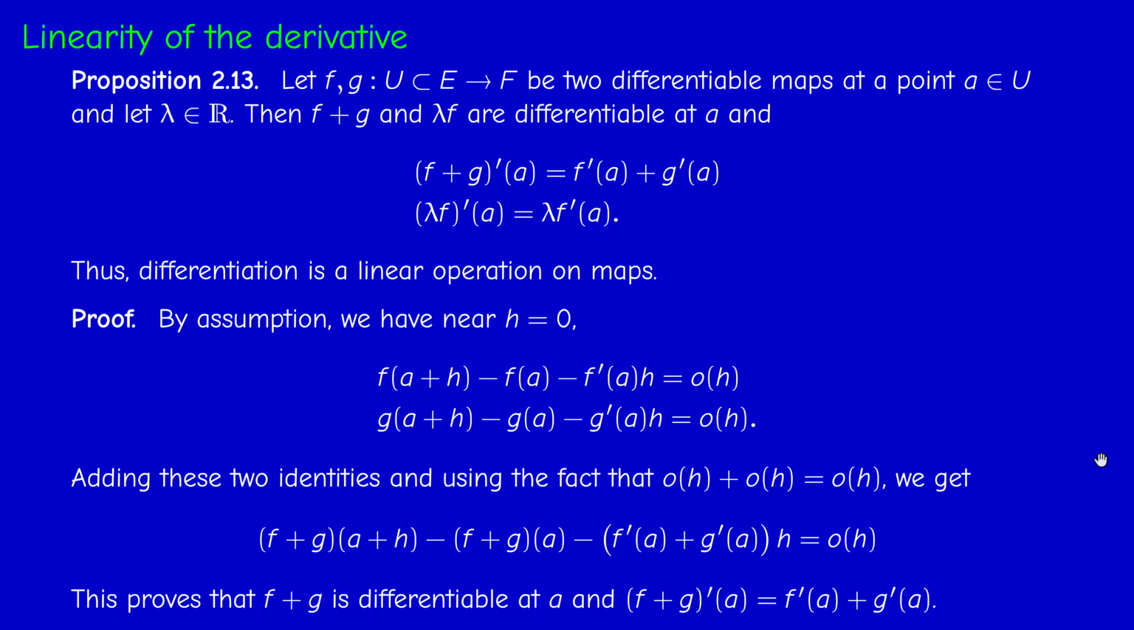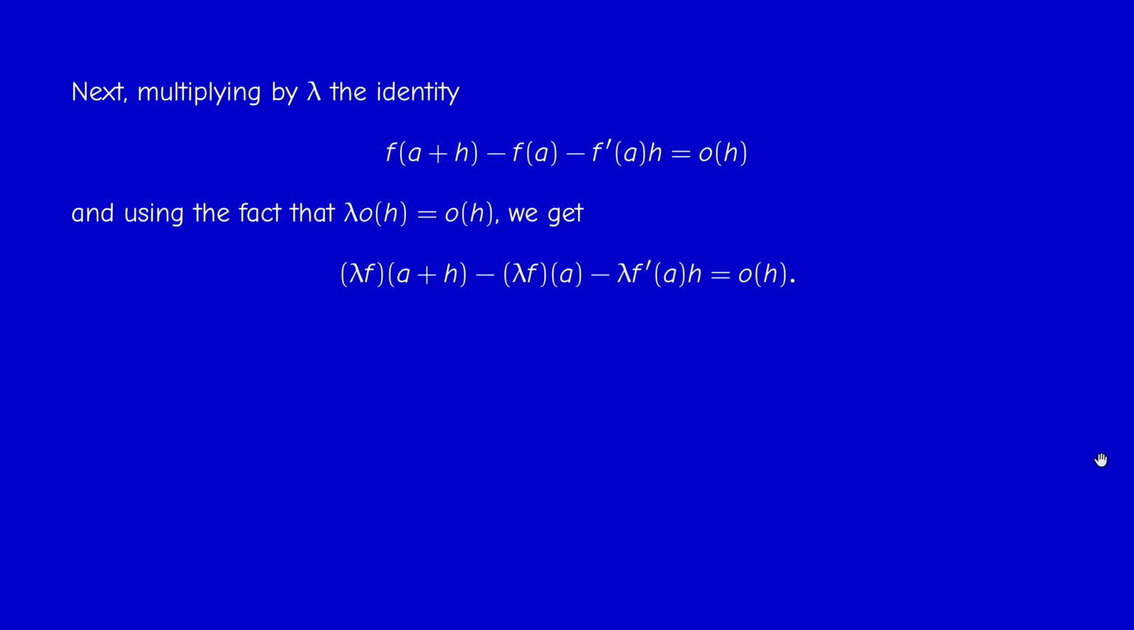And same thing for lambda. When I multiply by a constant, a small o of h remains a small o of h, as you may check, and therefore this condition means that lambda f is differentiable at a, and its derivative is lambda times the derivative of f, f prime at a, applied to h.